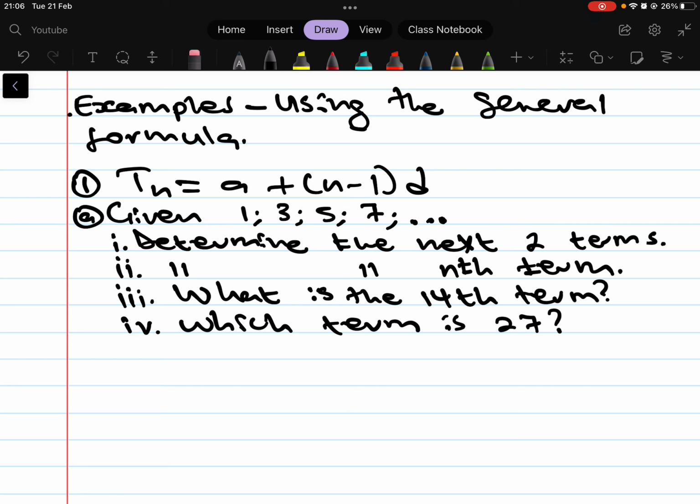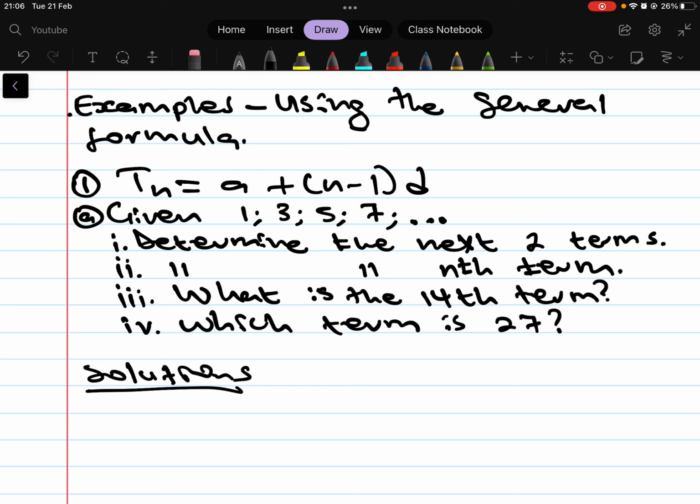We are given that pattern. We are asked to determine the next two terms, and then secondly we are asked to determine the nth term, and then what is the 14th term. That's the third question. Which term is 27? That is the fourth part of the question. So let's just look at all these questions and see how we can tackle them.